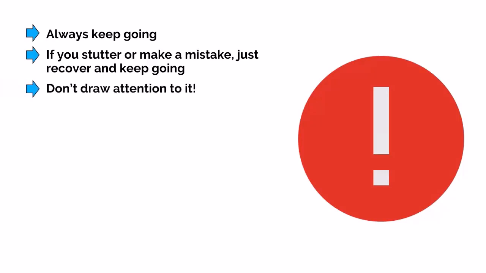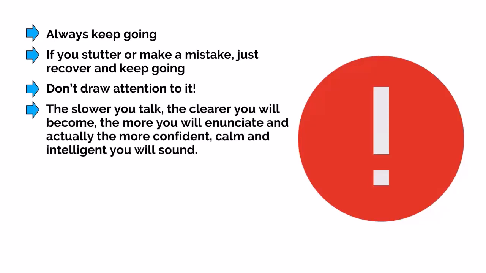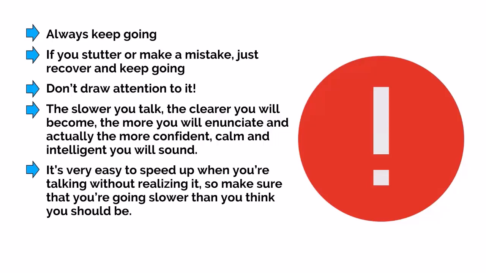Of course, you want to limit your stuttering as much as possible, and one way to do that is to simply talk a little more slowly. The slower you talk, the clearer you'll become, the more you will enunciate, and actually the more confident, calm, and intelligent you'll sound. It's very easy to speed up when you're talking without actually realizing it. So make sure that you're going slower than you think you should be.